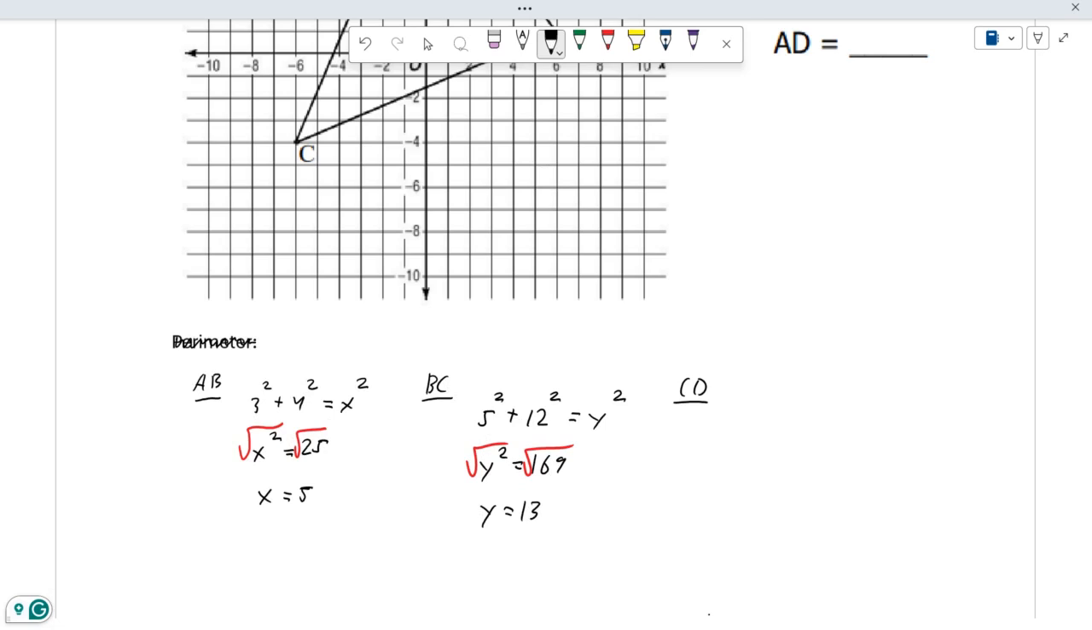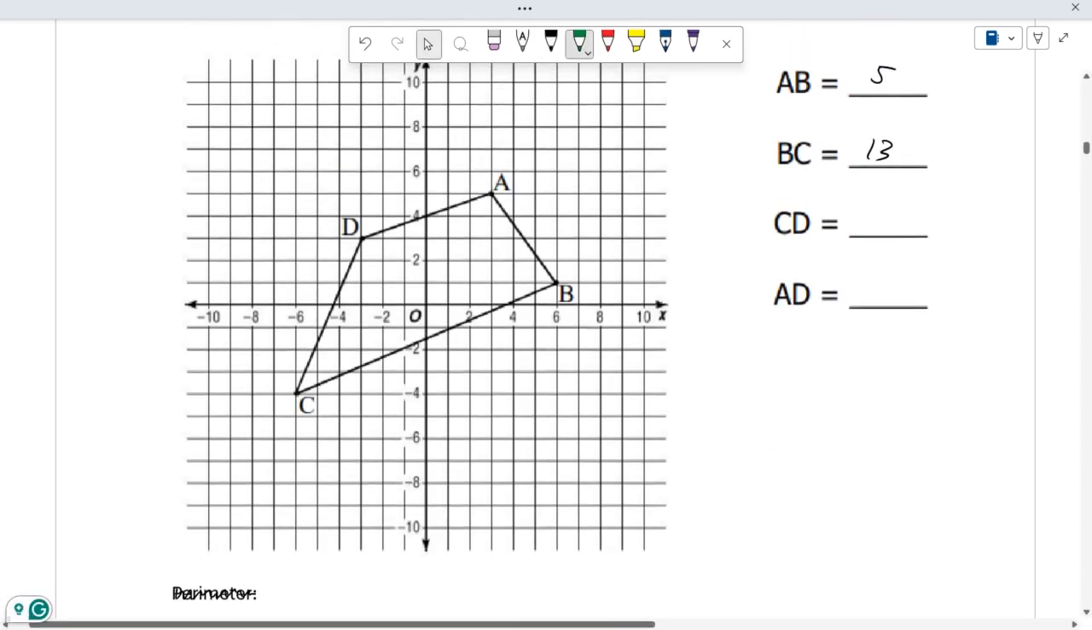All right, CD. So for CD, we're talking about this triangle right here, with CD as its hypotenuse.